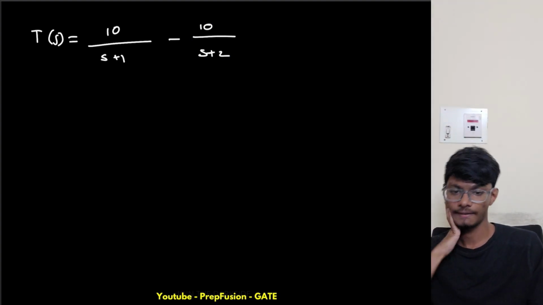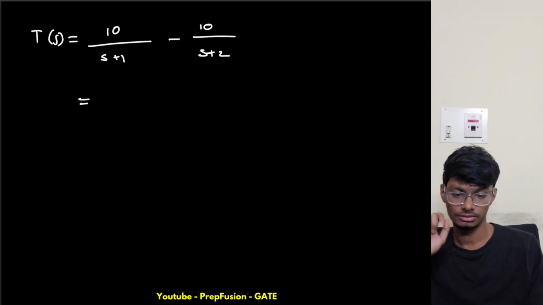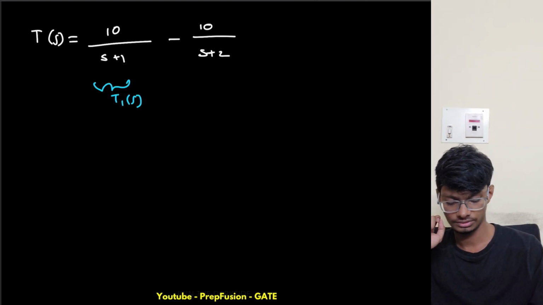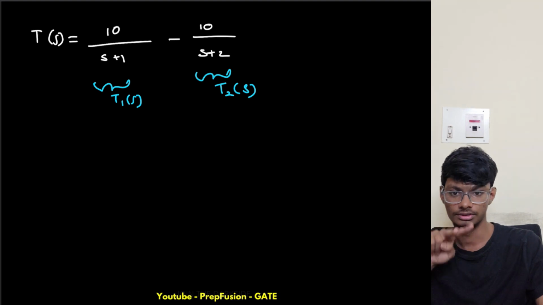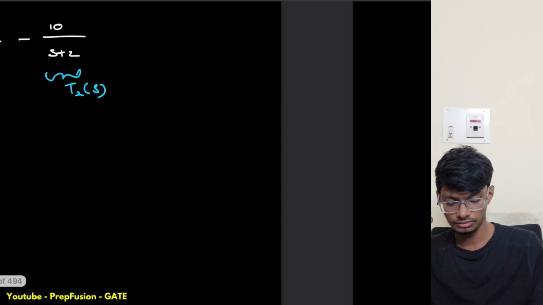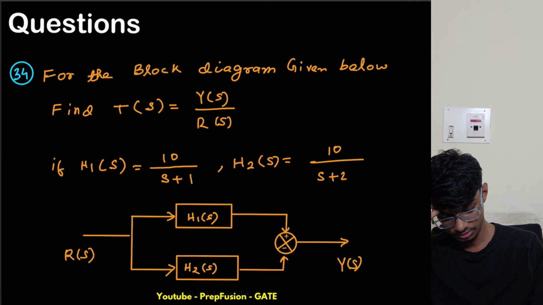So yeah, this is basically it. Now I will divide this into two transfer functions. One will be this one, T1 of s, and another will be this one, T2 of s. So these two will be transfer functions. Now how to, like, they haven't drawn the flow diagram for the transfer function.